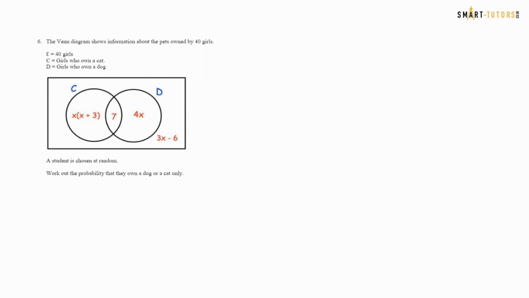Work out the probability that they own a dog or a cat only. So cat only is this region. Dog only is this region. So we need to find out the value, and after that we can put that in the probability format.